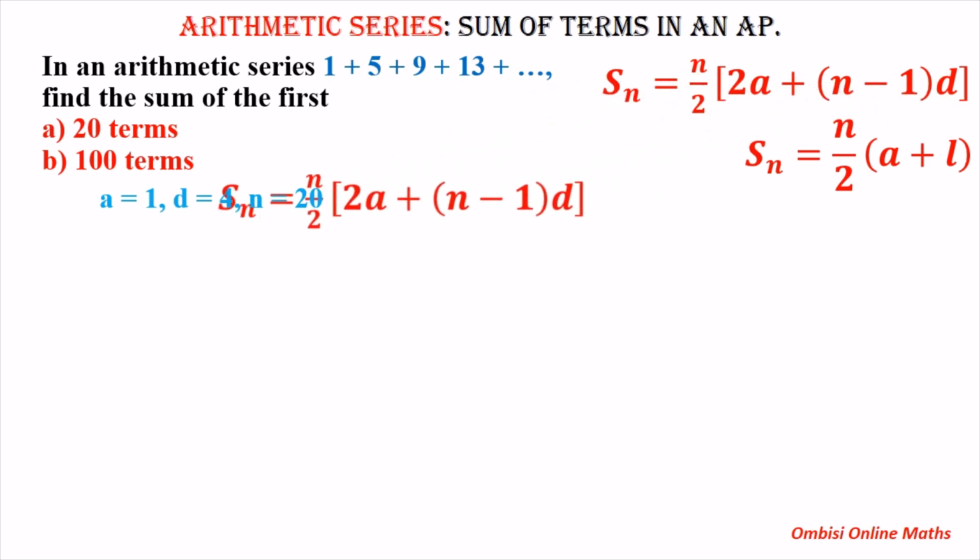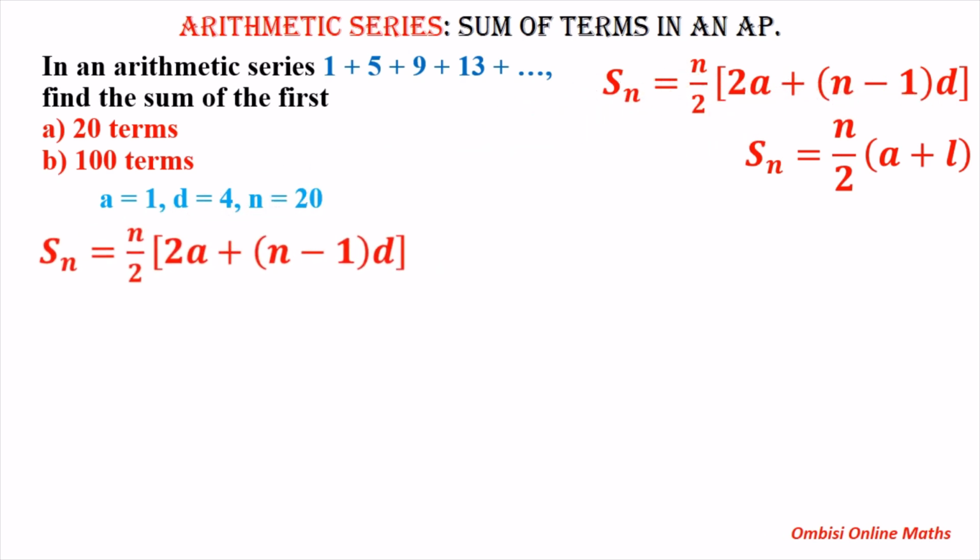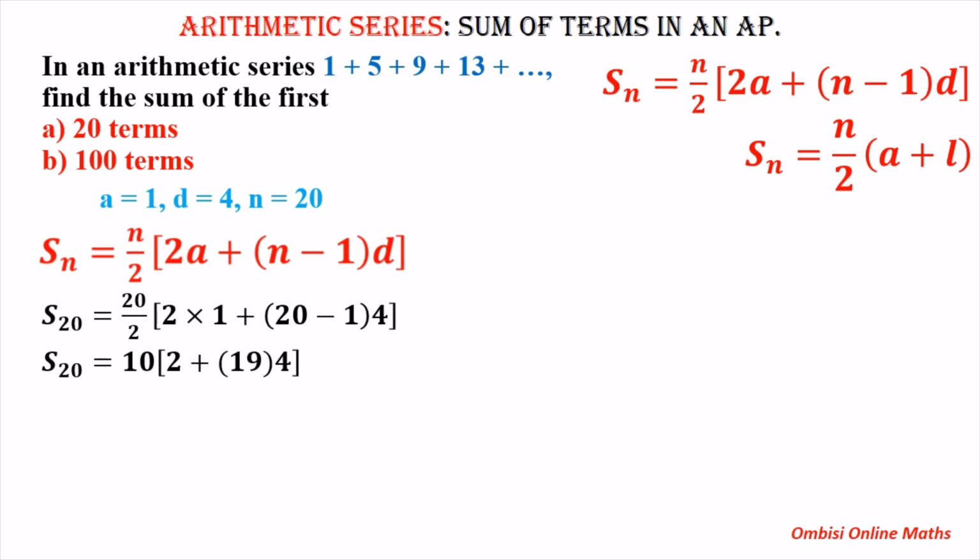So using our formula, we substitute these values inside, and simplifying gives us 10 (2 + 19 × 4), which simplifies down to 10 (2 + 76). 2 plus 76 is 78. So this simplifies to 10 multiplied by 78. So the sum of the first 20 terms is equal to 780.